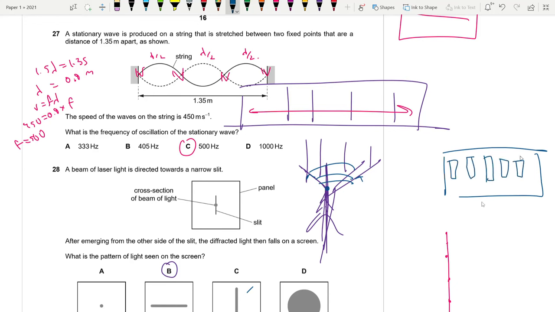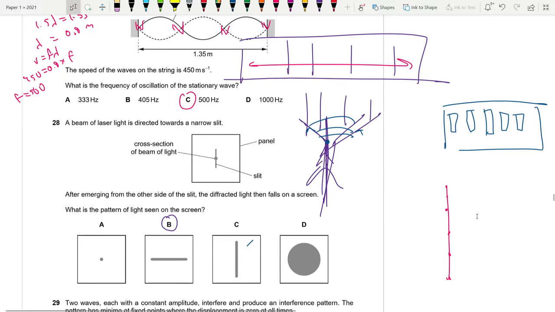But here's the thing. You guys need to understand that this one doesn't actually tell you much about the pattern. This one actually tells you about one of those fringes, but they want to know about the pattern of light. Do you guys understand? Since it's cylindrical, you're going to see something like this: one dot over here, another dot here, another dot here, minima, maxima, and so on. So if you combine it, the pattern will actually be like this, horizontal.